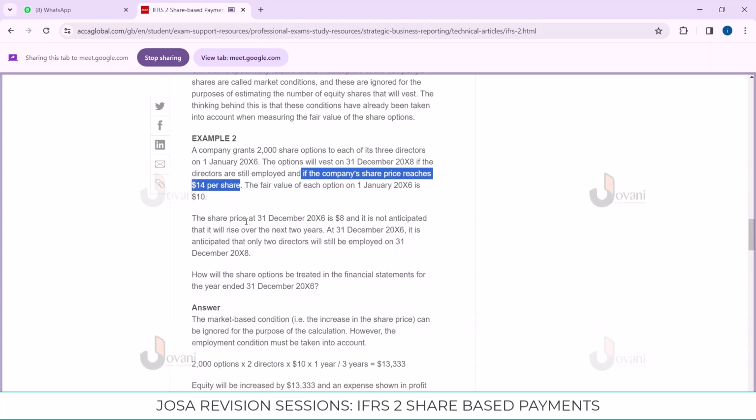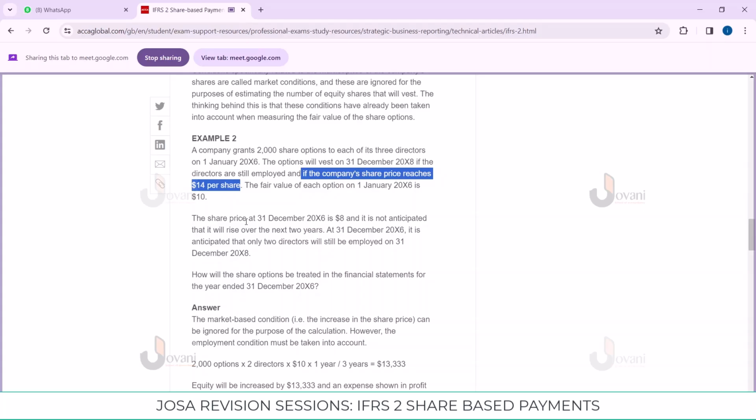Very important information. The share price at 31st December 2x8 is $8. And it is not anticipated that it will rise over the next 2 years. Remember, they told you if it is directors, always use fair value at grant date. So this information is just to confuse you.